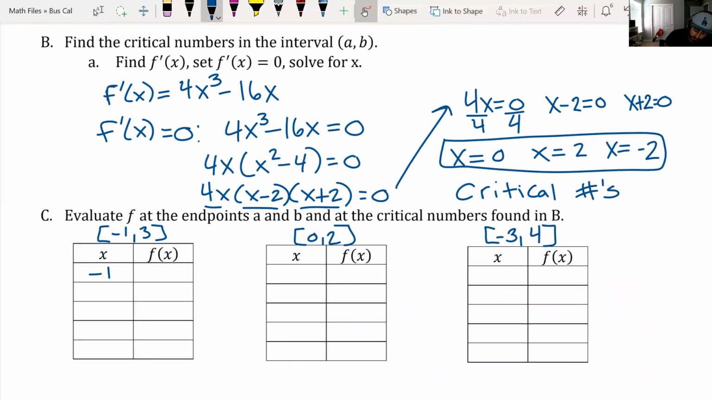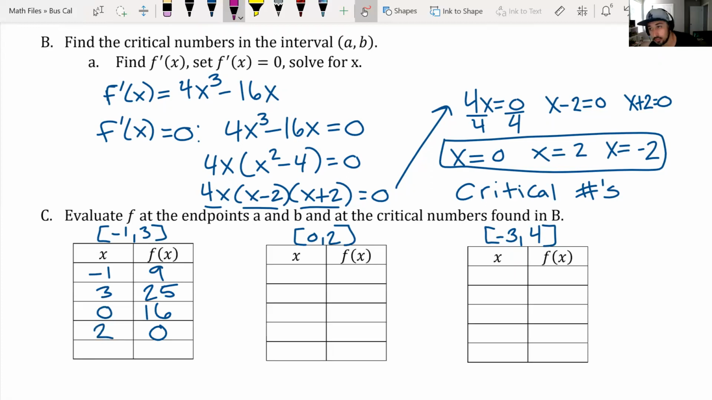I'll put my endpoints, -1 and 3. And now we ask, do our critical numbers fit in this interval? Does 0 fit? Yes. Does 2 fit? Yes. Does -2 fit? No. So that's where we stop. Okay, now plug these in. -1 gives me 9. 3 gives me 25. 0 gives me 16. And 2 gives me 0.